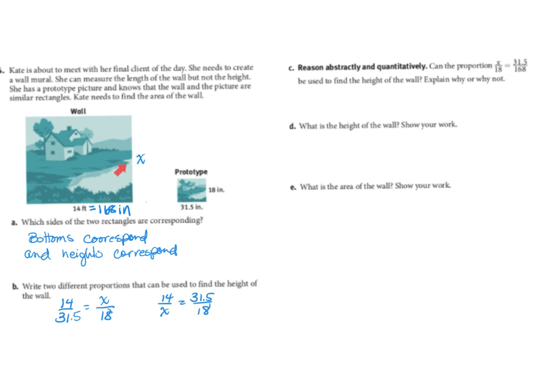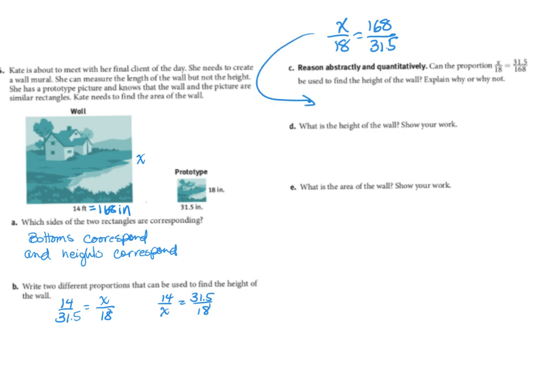They did big is to small as small is to big. It would have to be x over 18 is equal to 168 over 31.5. Now, if I were to solve this proportion, what I would find is it would give me my answer in inches. So let's just go ahead and do that so you can see how that works.